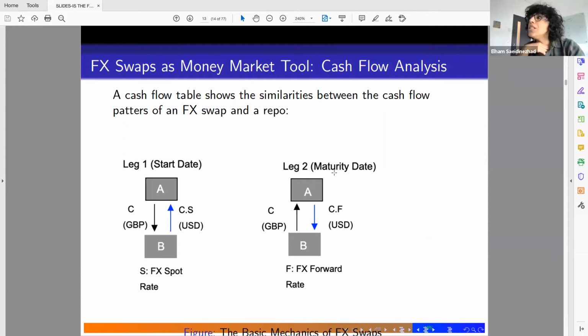So the maturity date is usually less than 1 year. In most cases, it is either overnight or 3 months. So what happens in the second leg?